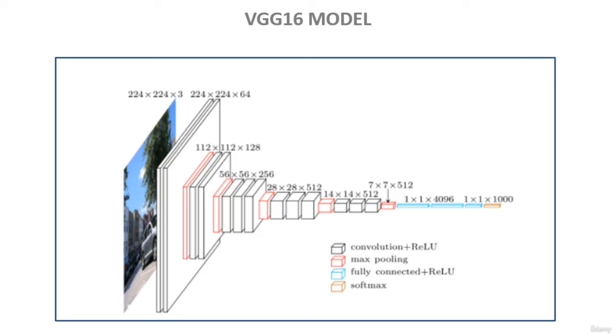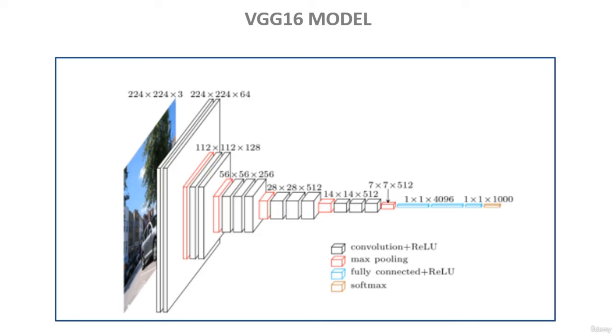Then, after a max pool layer of stride 2x2, there are two convolution layers with 256 filters of filter size 3x3. After that, it has a max pooling layer of stride 2x2, which is the same as the previous layer, and then it has two convolution layers of filter size 3x3 and 256 filters, as you can see in the diagram. After that, there are two sets of 3 convolution layers and a max pool layer. Each has 512 filters of 3x3 size with same padding.